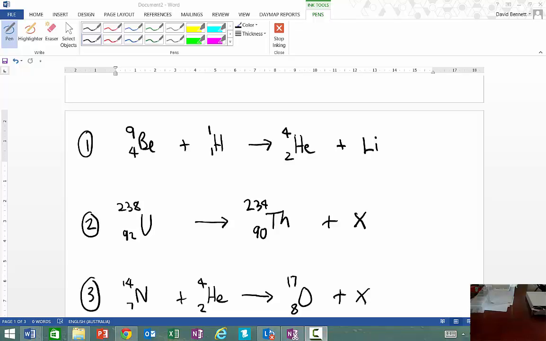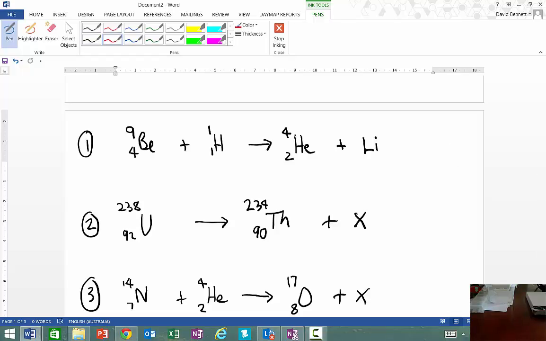Alright, so it's really just a matter of making sure you balance the atomic number and the mass number. When we're doing these, you'll be given three of the reactants or products, and you'll need to work out what the fourth one is. Let's do these ones here that I've just done for you.